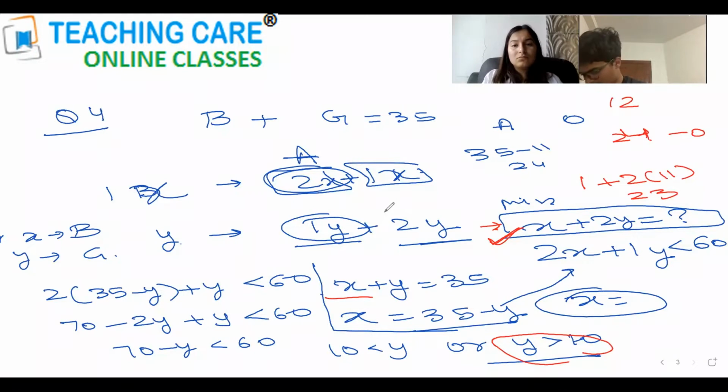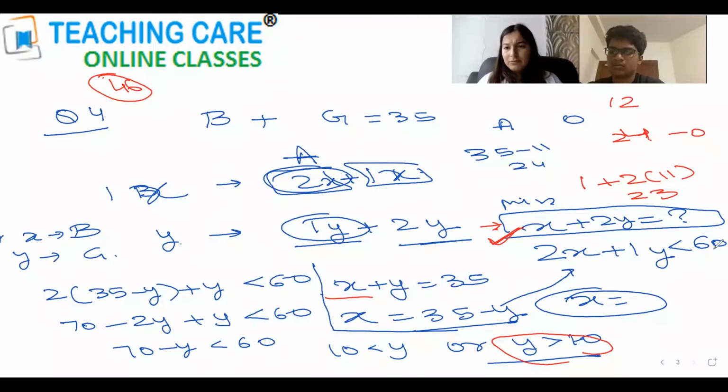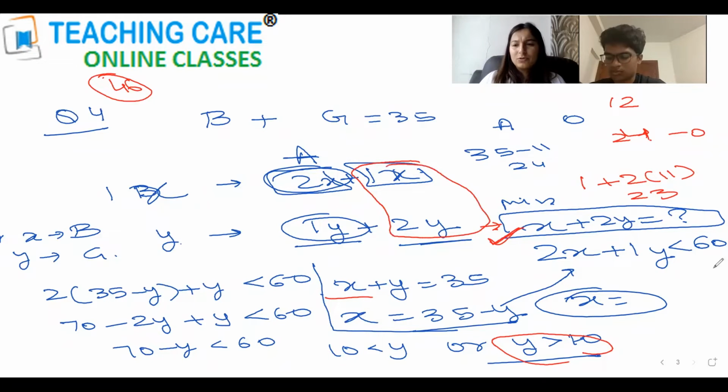Question 4. It is 46, they are saying. But they want minimum or maximum? Find the minimum number of oranges that were distributed. Minimum number of oranges, so x plus 2y. So we need to minimize both of them.